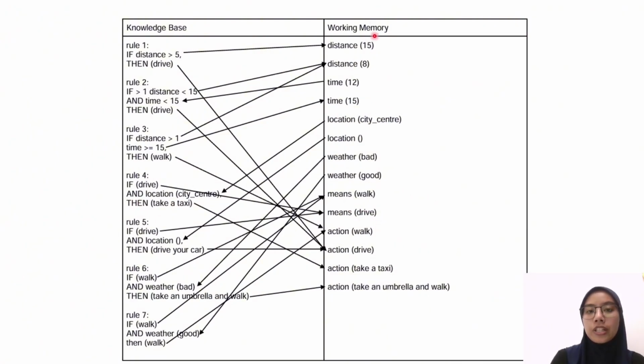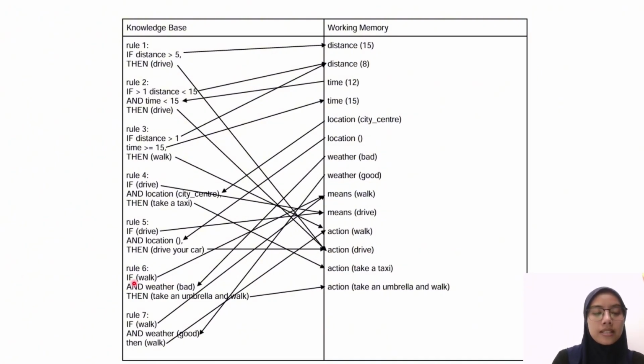So here in working memory, location is city center, we go here, then the action is take a taxi. So we go, action take a taxi. Next is rule number 5: if drive in working memory, it means drive and location is nothing, then drive your car. So the action here is drive.